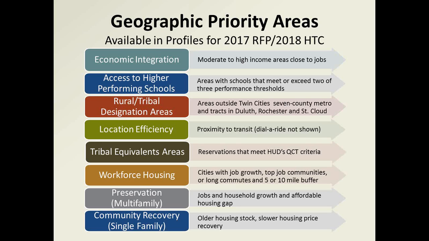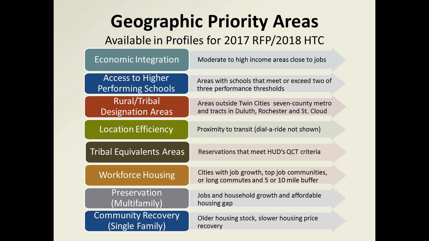Access to higher performing schools applies to the same geographies as economic integration. If an area meets or exceeds 2 of 3 performance thresholds for its schools, it is considered to have access to higher performing schools. The performance metrics used are 3rd grade reading proficiency, 8th grade math proficiency, and on-time graduation rate.